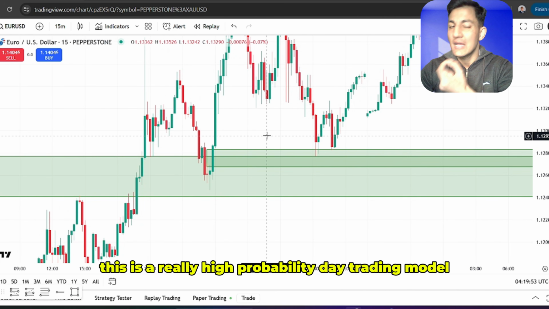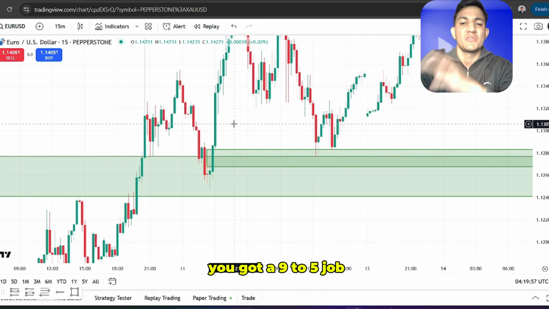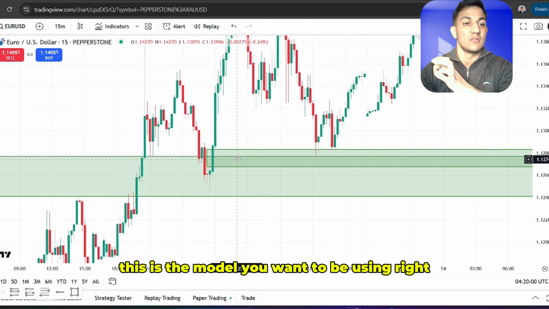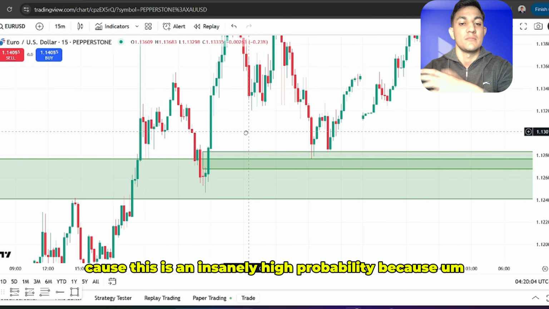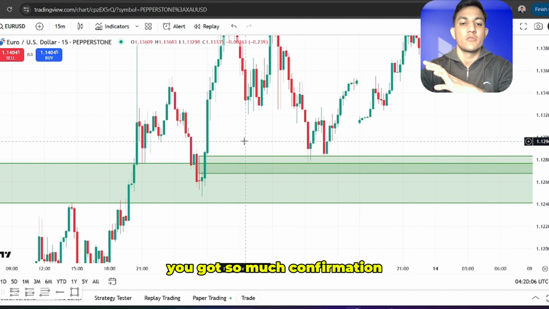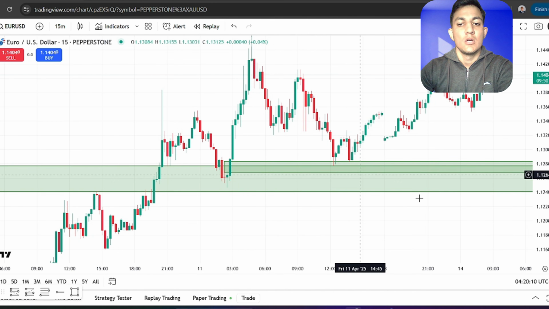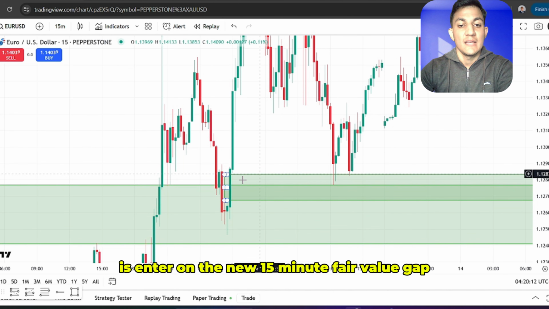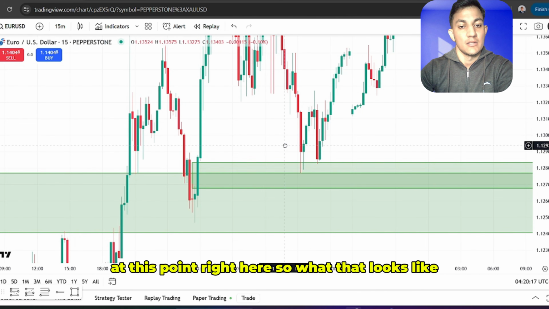And this is a really high probability day trading model. So if you're a day trader, you've got a 9-to-5 job, this is the model you want to be using, right? If you get on the 15-minute chart, because this is an insanely high probability, because you've got so much confirmation. Look at price massively shooting off in your direction. All you've got to do at this point now is enter on the new 15-minute fair value gap at this point right here.